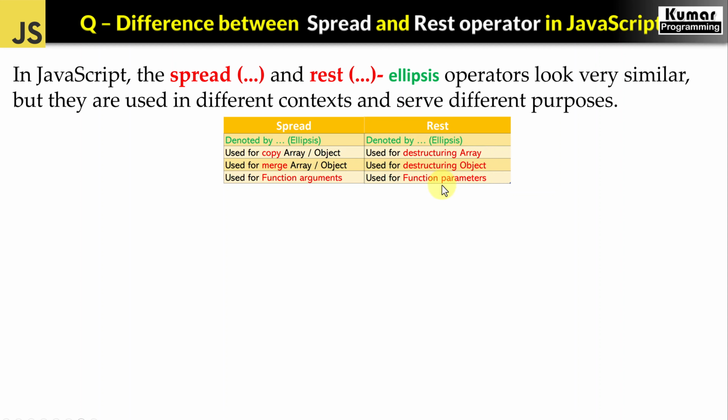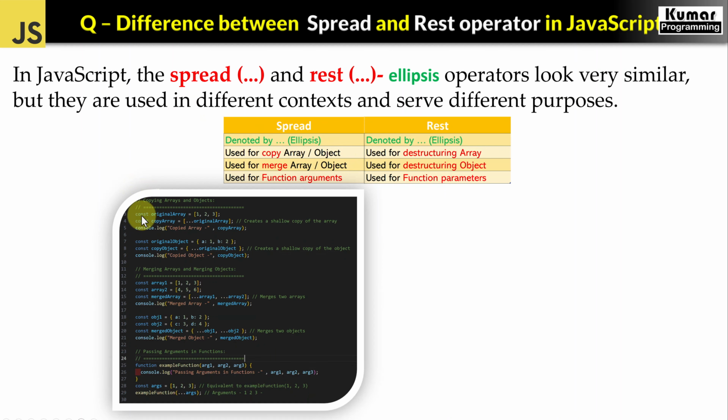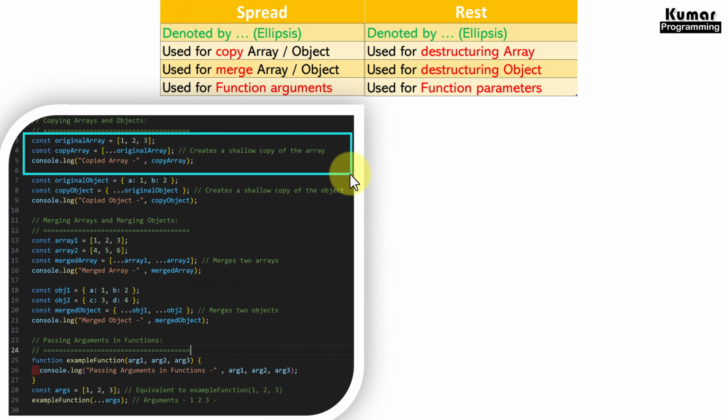Now let's understand with the code snippet. So here if you see, I'm copying an array. This is my original array, and I'm trying to copy it from the original array to the copy array. So here this three dot ellipsis operator is known as the spread operator because we are spreading the things, right? And in the second scenario, we are trying to copy an object from one object to another object. So here also this is known as the spread operator.